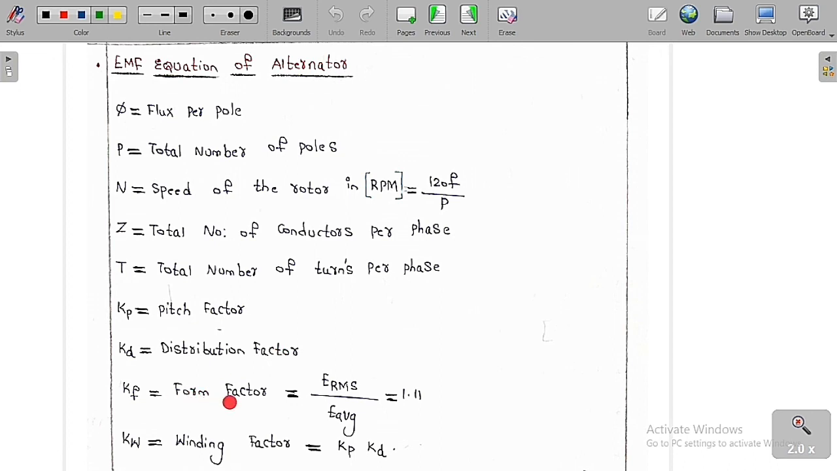And Kf is called the form factor, it is the ratio of the RMS value to the average value. So E_RMS by E_average is equal to 1.11 for a pure sinusoidal waveform. Therefore, the winding factor is the product of the pitch factor and the distribution factor.